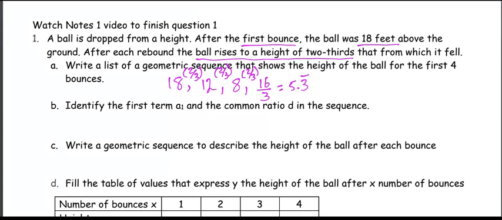The next question, it says, identify the first term and the common ratio, r, in the sequence. So the first term in the list is 18, and that's going to be the first term. And the common ratio, which is the number that we kept multiplying by every single time to go from one term to the next, is 2/3.